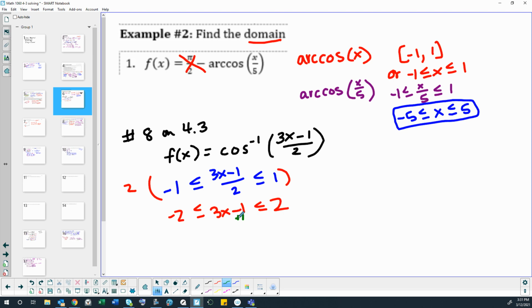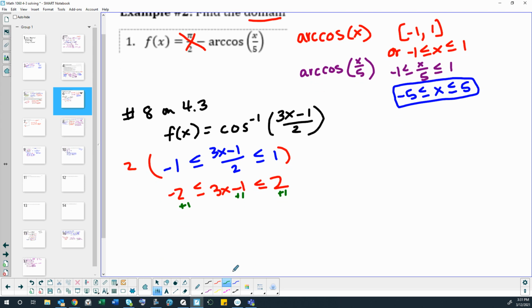Now I'm going to get rid of the minus 1 by adding 1 to everything. So solving this just like you would a normal equation, but it's this compound inequality. Okay, so adding 1, that gives us -1, and then 3 on this side, right? And then the last thing we're going to do is divide everything by 3, and then we'll have x by itself, and we will have our domain.